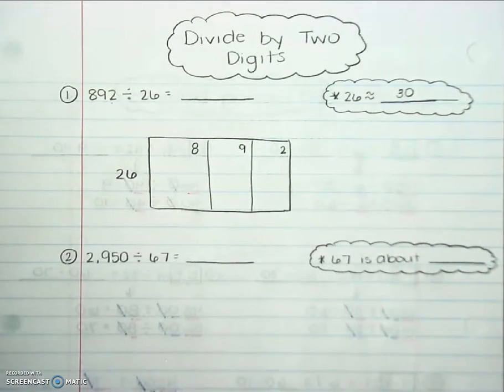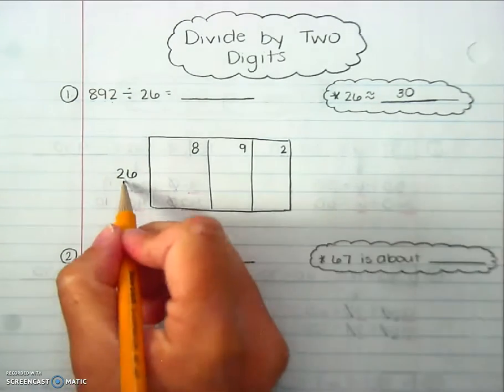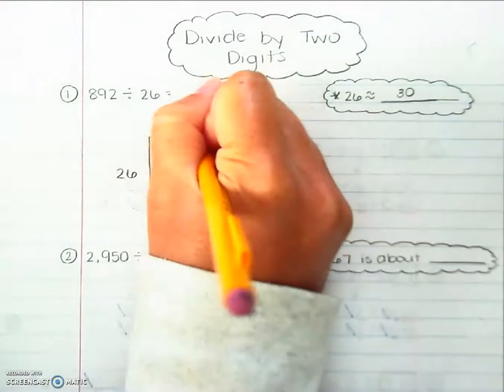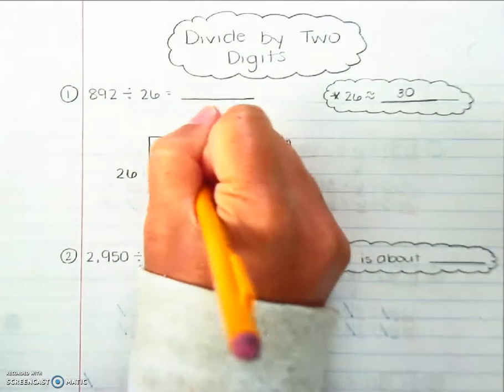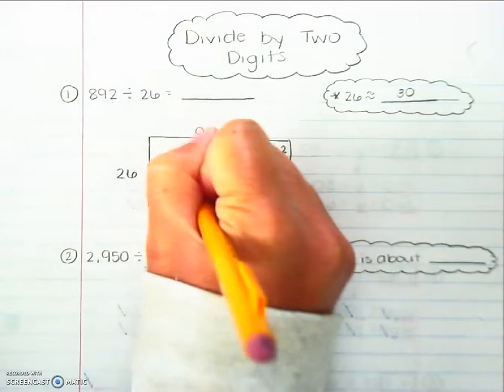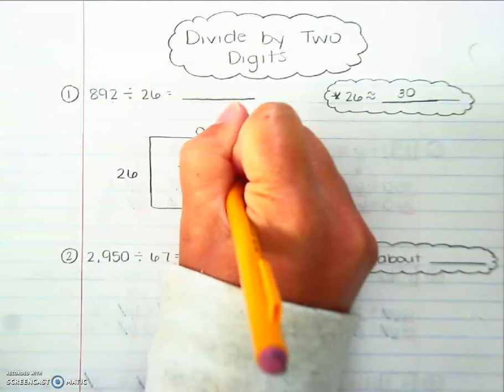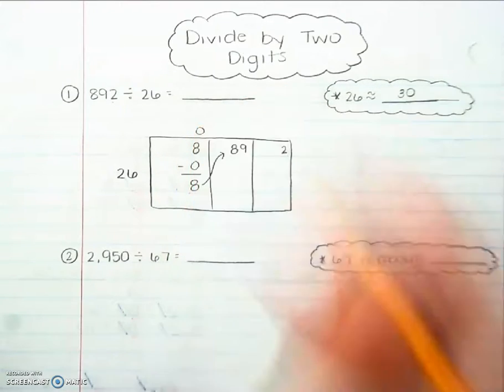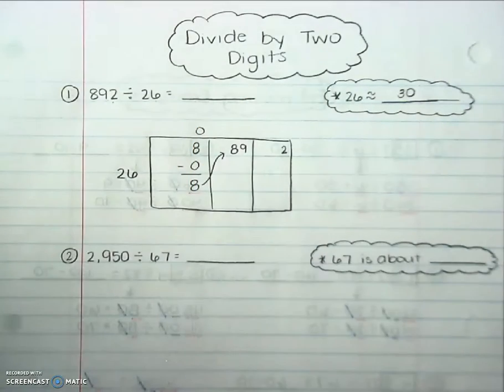Now I'm going to use the divide, multiply, subtract, and bring up or down rules. So how many groups of 26 can I make out of 8? That's none. 0 times 26 is 0. Subtract that away. I'm left with 8. If you're doing traditional, you bring down the 9. If you're doing the box, you bring up the 8.